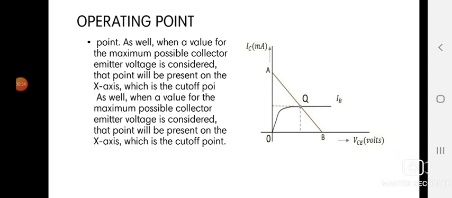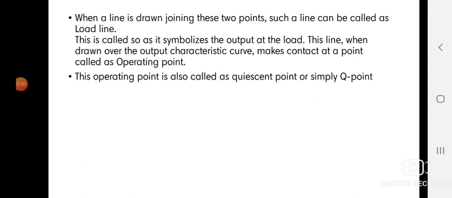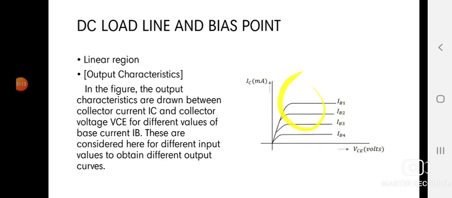Here we have the line A and B. And now A and B is the load line. This line drawn over the output characteristic curves makes contact at a point called the operating point. The operating point is also called the quiescent point or simply the Q point. Here we have the Q point.